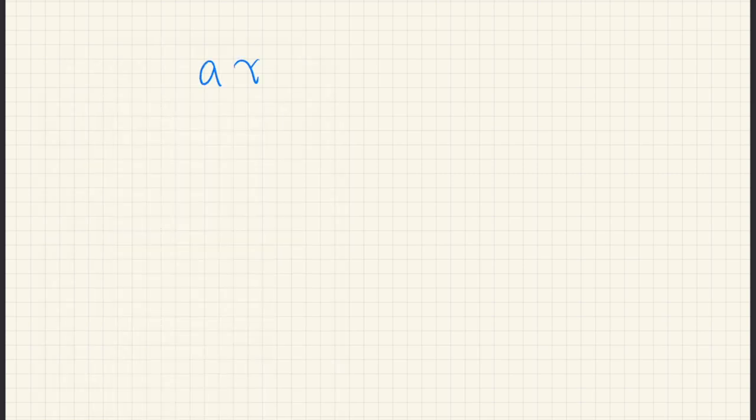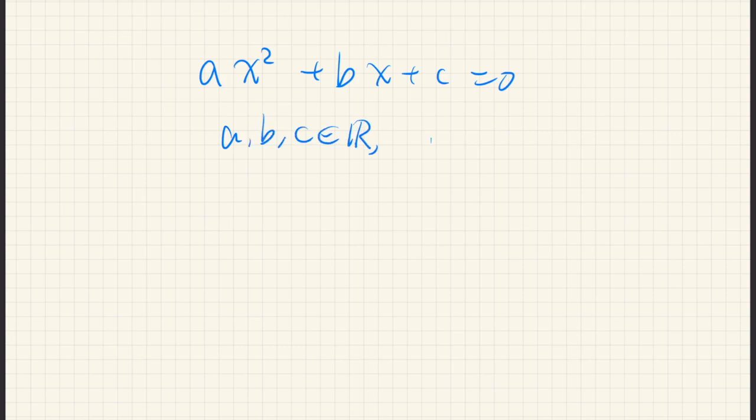for any real coefficients. So we have this equation where a, b, c are real and a is non-zero. And we have seen that this equation has real solutions only when b squared minus 4ac is non-negative. Otherwise, we have to deal with the square root of negative numbers, which is undefined.